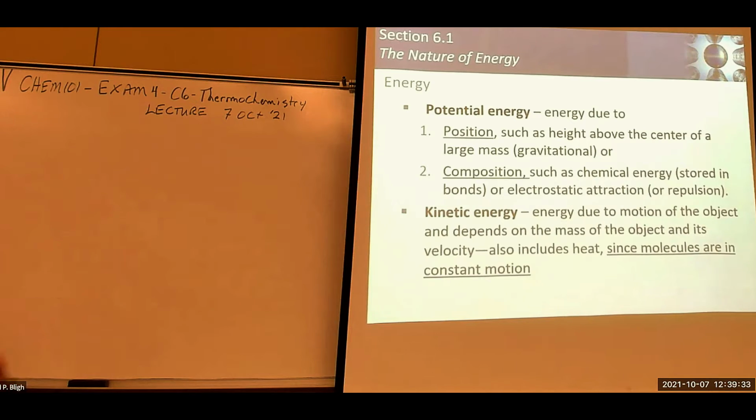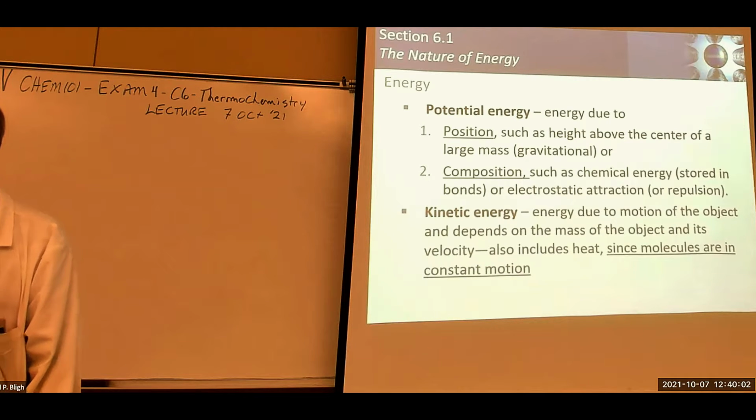Okay, those are examples of compositional potential energy. Kinetic energy is really easy to understand. It's just, if a mass is moving, it's got kinetic energy. Doesn't matter how big it is or how small it is. It can be the size of an atom, or it can be the size of a planet. It still has kinetic energy if it's moving. And that covers the whole universe. There's nothing that I know of in the universe that's not moving.